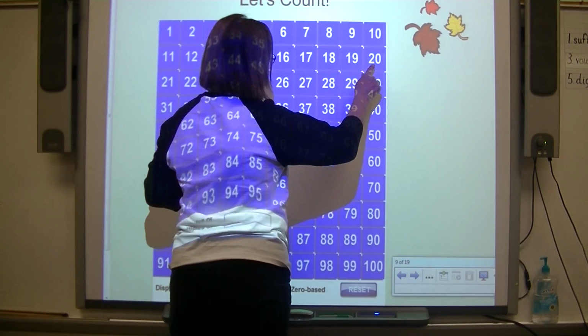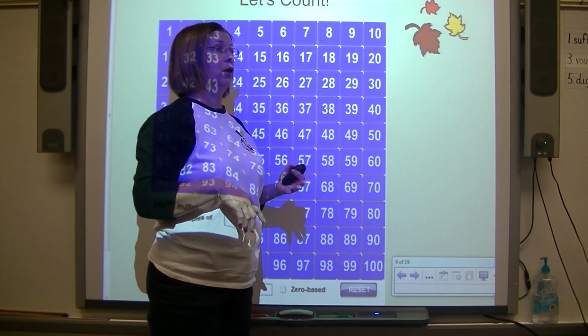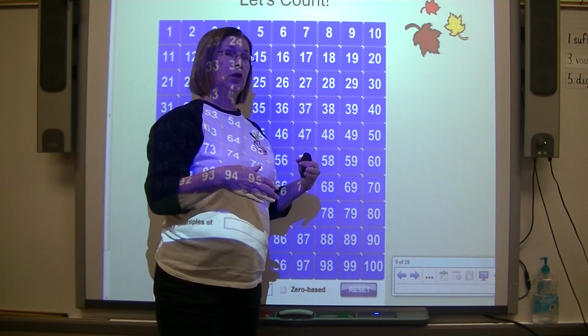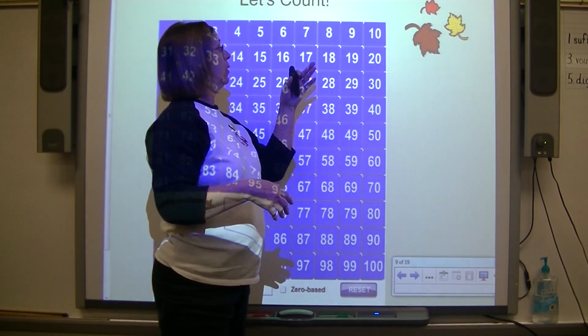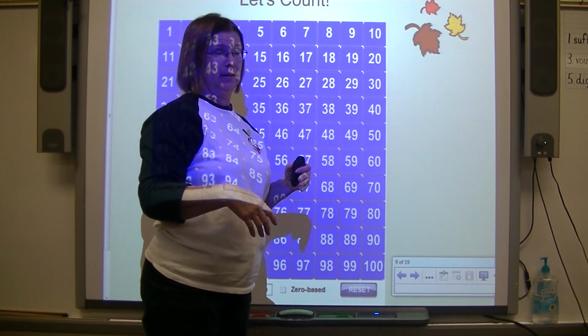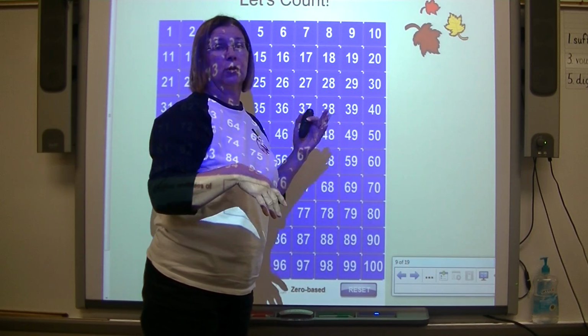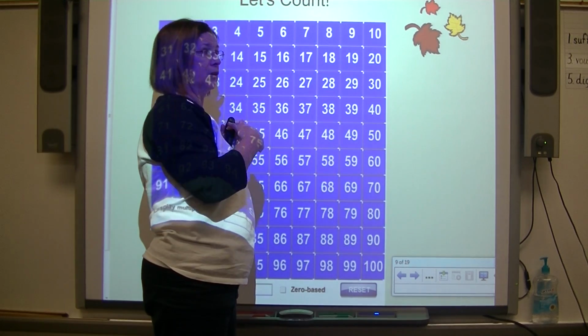Count with me. Now, when we counted up, remember, we talked about this yesterday. When we count up, every time we say the next number, we're adding 1. When we went from 7 to 8, we added 7 plus 1 to give us 8. So every time you count by 1s, the next number you say when you go up, you're adding. When you count back, you're subtracting.